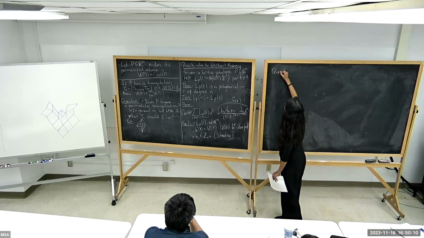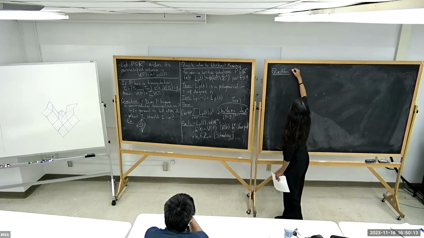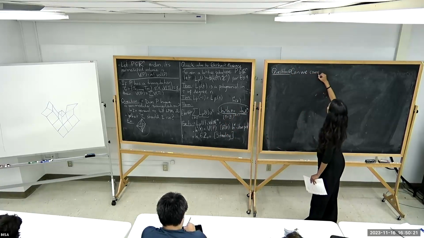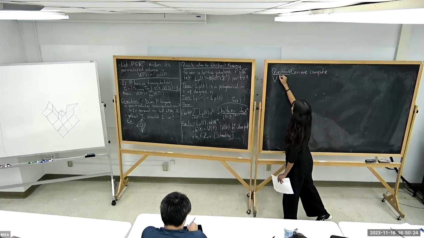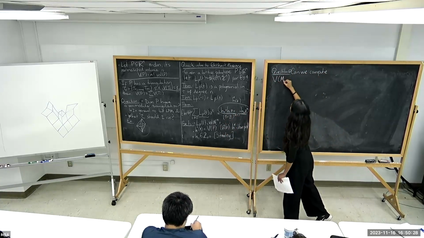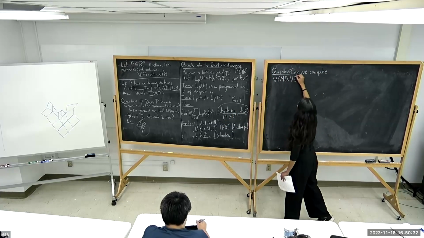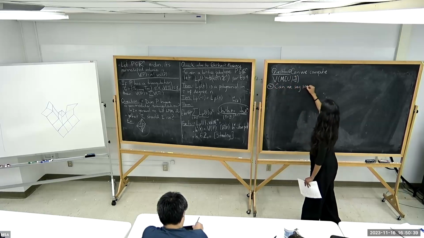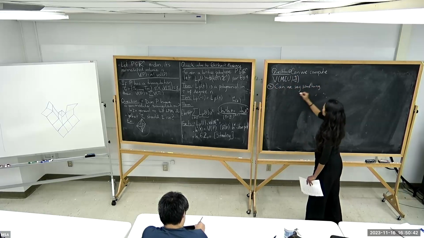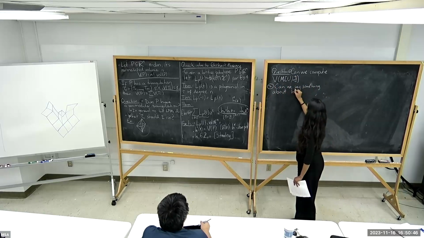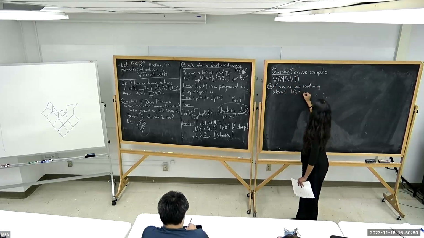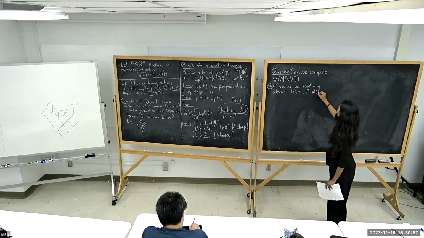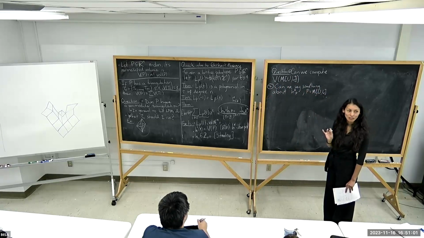So the question is, can we compute the normalized volume of any LPM? And the second, can we say something about H star of any LPM? And here I'm abusing notation. I'm referring to the matroid and the polytope as the same thing, but I hope that's not generating any confusion.